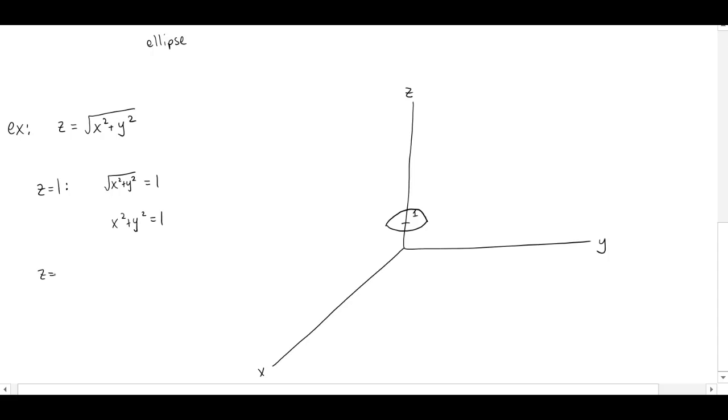Now if I plug in z equals 2, okay, then we're going to get the equation square root of x squared plus y squared equals 2, which after squaring both sides will be the same as x squared plus y squared equals 4. So this time we get the circle of radius 2 at a height of z equals 2. So if I go up to the height of z equals 2, I have a circle of radius 2 now.